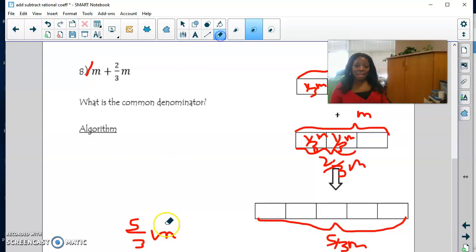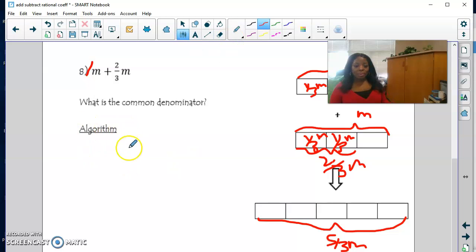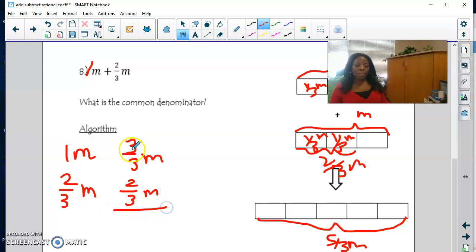So you write that down. And now I'm going to perform the algorithm, which is just the math. So I'm going to write 1m, and I know that's equivalent to 3/3 m, because I want to know how many pieces I actually have, plus 2/3 m. And when I write it vertically, it's much easier for me to see. So 3/3 m plus 2/3 m. How many 1/3 size pieces? 3 plus 2. 5/3 m.